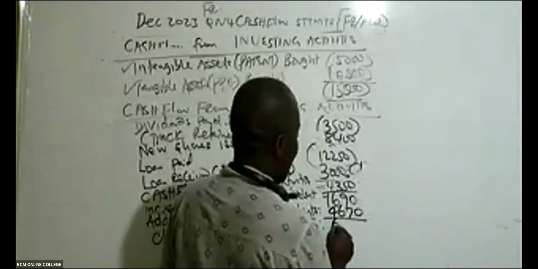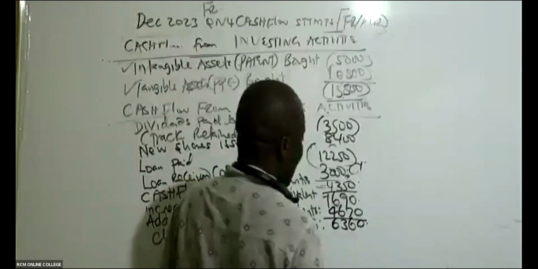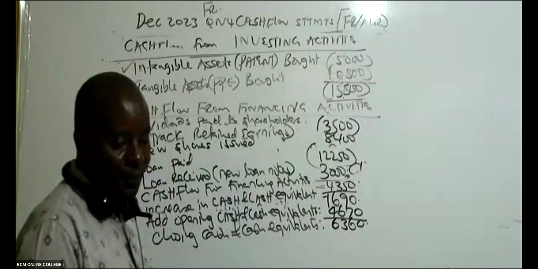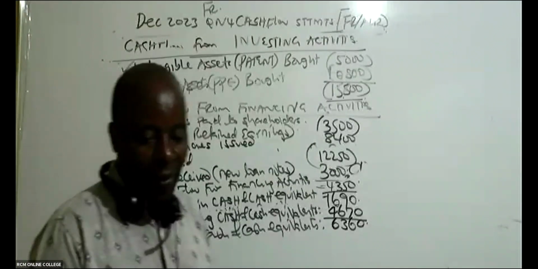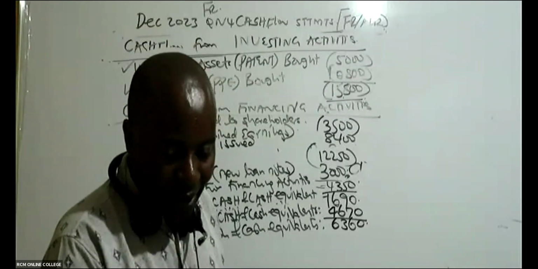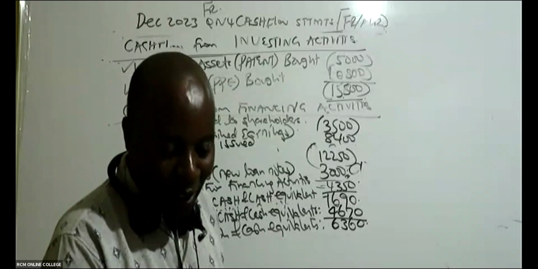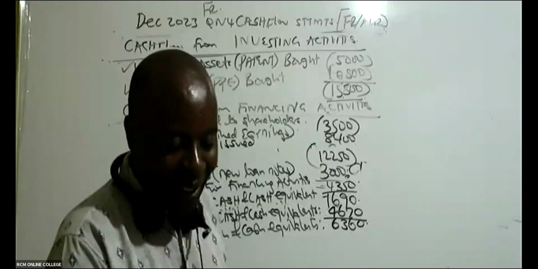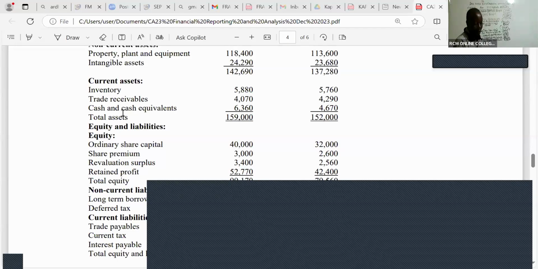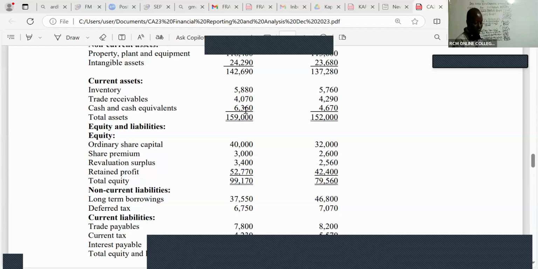Is it balancing? Are we getting 6360? Oh, yeah, great. So you can see, ladies and gentlemen, in this case here, our cash and cash equivalents for the following year is 6360.